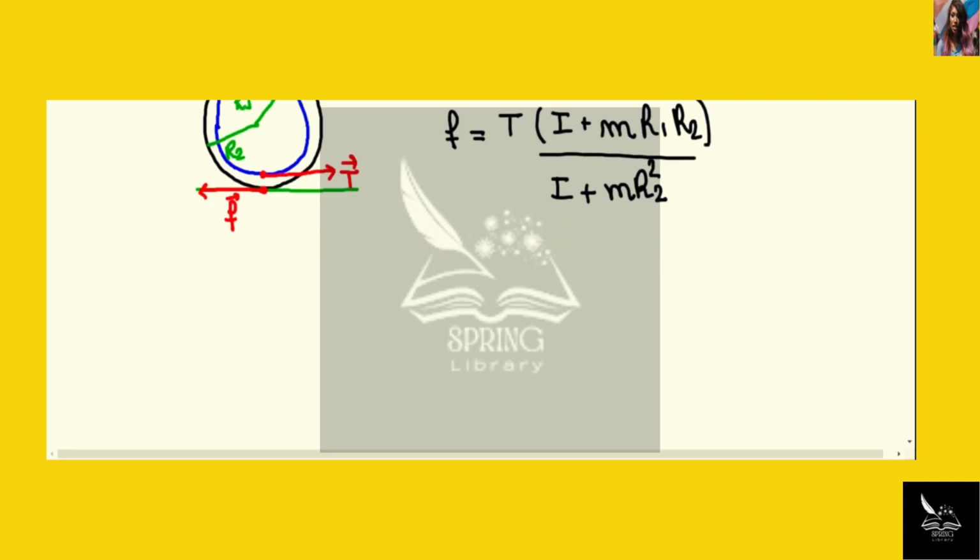Notice that the total force that acts upon the spool is T minus F, and this is the total magnitude of the force in the x direction, and this, according to Newton's law, is equal to m times the acceleration. So this means that the acceleration of the center of mass is equal to T minus F divided by m.